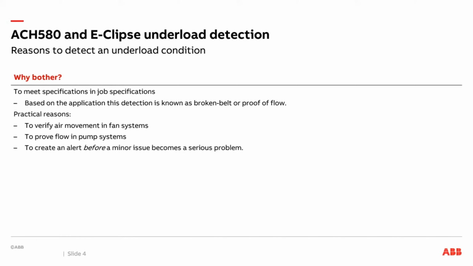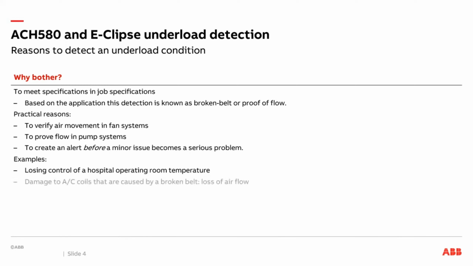So I have listed several examples of serious problems. Losing control of temperature in a hospital room, or damage to AC coils that are caused by a broken belt. That would be lack of airflow. Or damage to pump seals caused by closed isolation valves. That's an example of loss of flow.